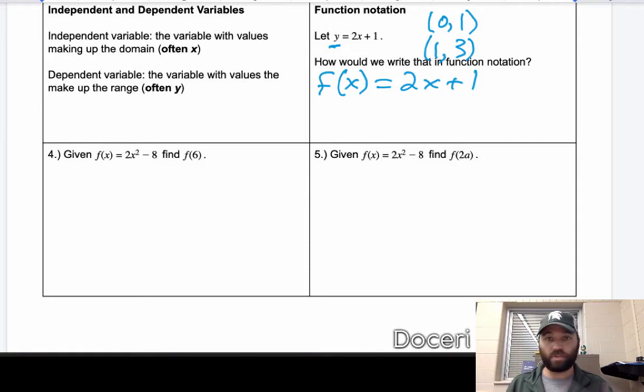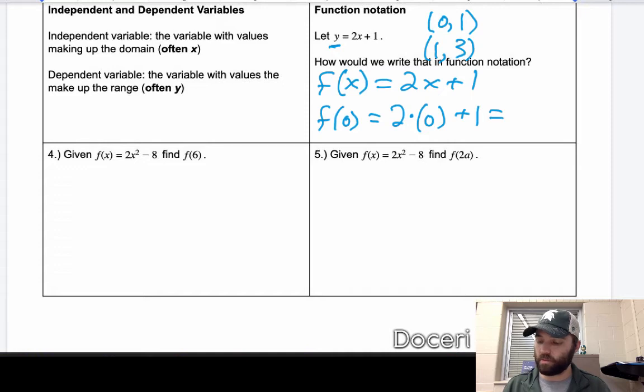If I want to put in 0 using this notation, this is what it means. I go find f of 0. 0 is the input, and that just means that wherever I see an x in the function, I'm going to put 0. So that'll give me 1. All right? So that's how you write it in function notation, and that's how you can generate points. Inputs go in for x, outputs is what happens after you compute it.